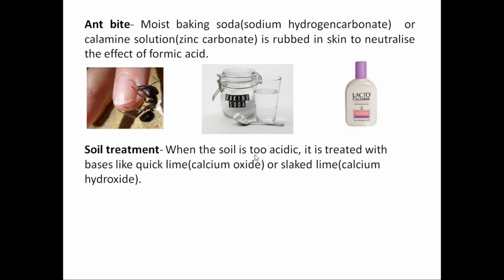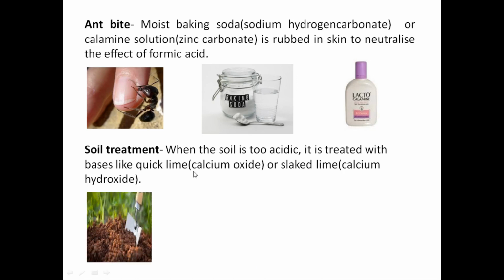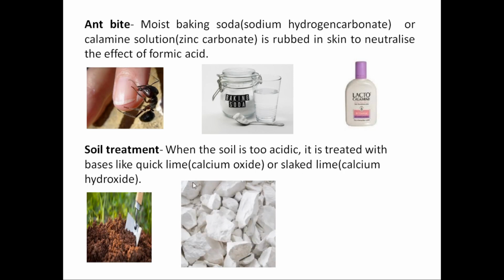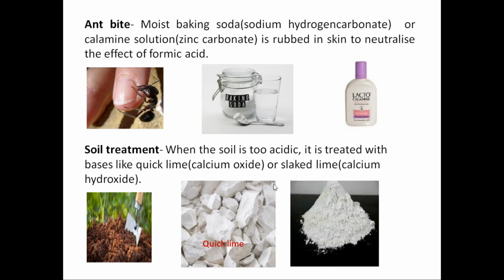Next, we will go to soil treatment. When soil becomes too acidic or too basic, what will happen? We cannot produce any crops. So we need to neutralize it. When soil is too acidic, what will we apply? We can apply quicklime or slaked lime. Quicklime is calcium oxide, and slaked lime is calcium hydroxide. In quicklime, calcium oxide is there, and slaked lime is made by mixing it with water.